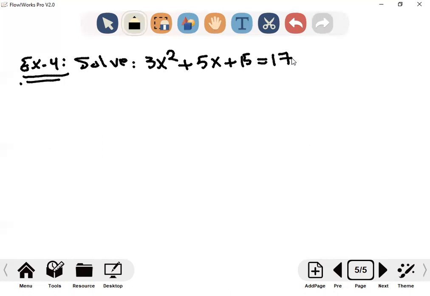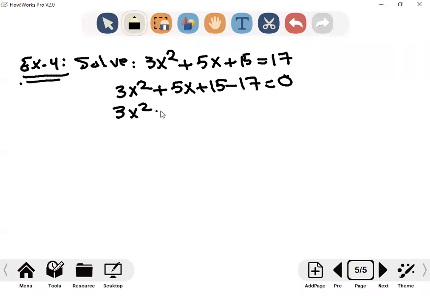Here, shift the 17. 3x power 2 plus 5x plus 15 minus 17. 3x power 2 plus 5x minus 2. Now, here, it's not 1. So we cannot open two parentheses and find two numbers, if you multiply them 2, if you add them 5. This is not valid here. Okay?